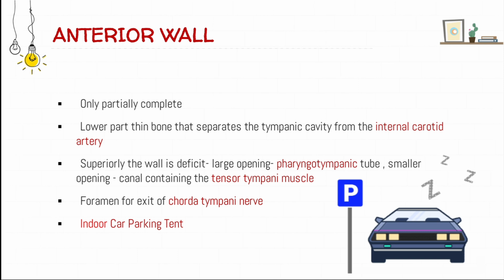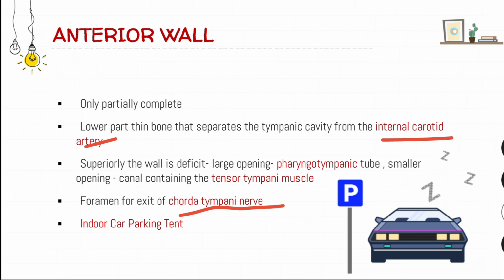Anterior wall, as we all know, in the front side of the house, your cars will be parked. So here the clue is indoor car parking tent. Indoor car parking tent. I for internal carotid artery. Internal carotid artery is separated by this thin wall from the middle ear. Then C for chorda tympani nerve. Here the chorda tympani nerve takes the exit. Unlike the posterior wall, from where chorda tympani nerve was entering.